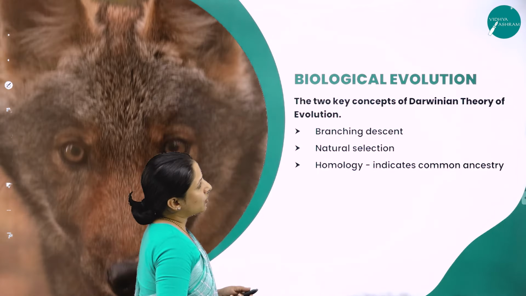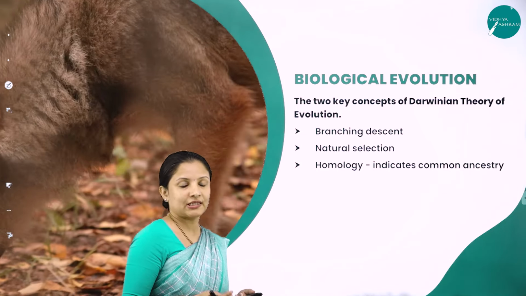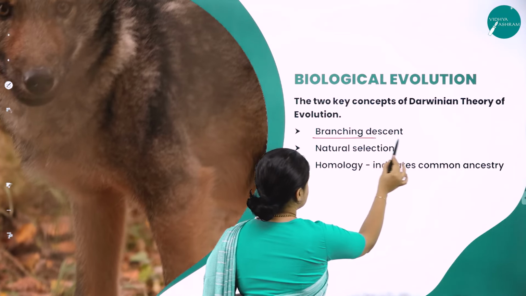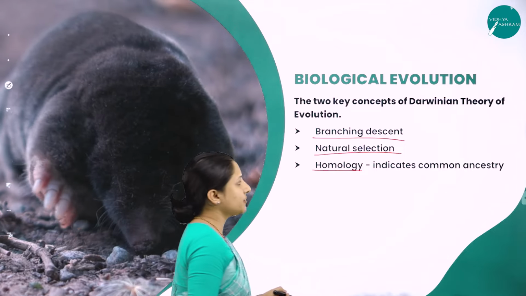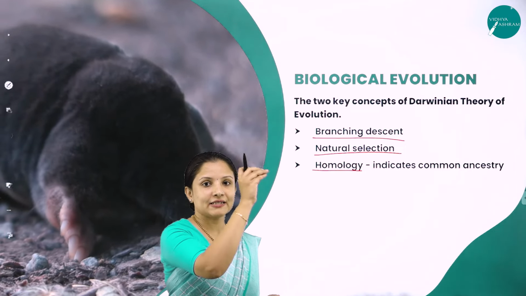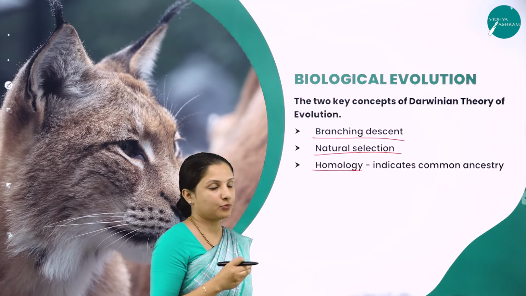So the key concepts of the Darwinian theory of evolution, that is the theory of natural selection and the theory of survival of the fittest, are branching descent, natural selection, and homology. Homology means common ancestry. That is, from where exactly did the organism evolve. So it is a common ancestry that we look into.